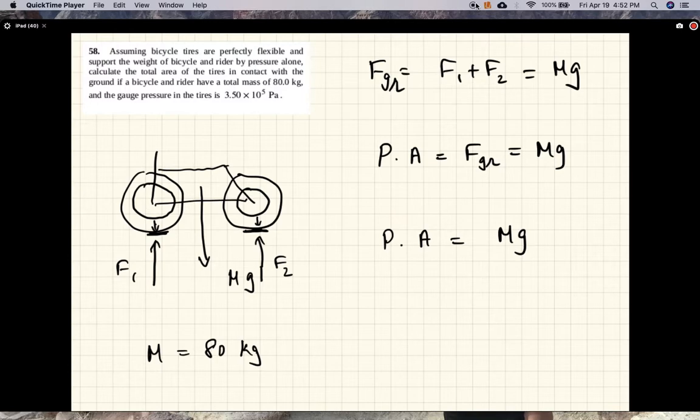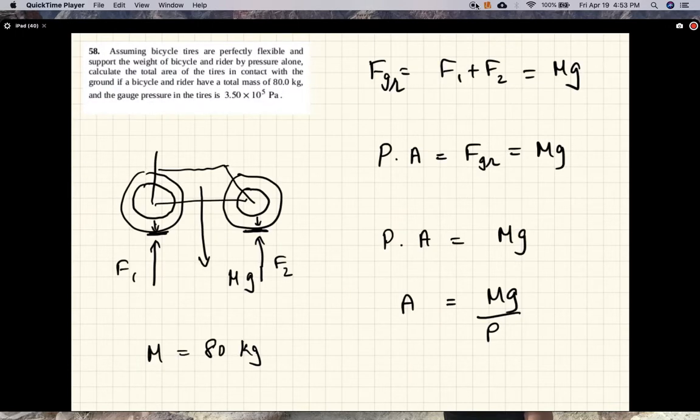So what are we trying to find? We're trying to find the total area of the tires in contact. So we're trying to find A. So A is mg divided by the absolute pressure. And what we are given in the problem is gauge pressure, so we will have to add atmospheric pressure to that.